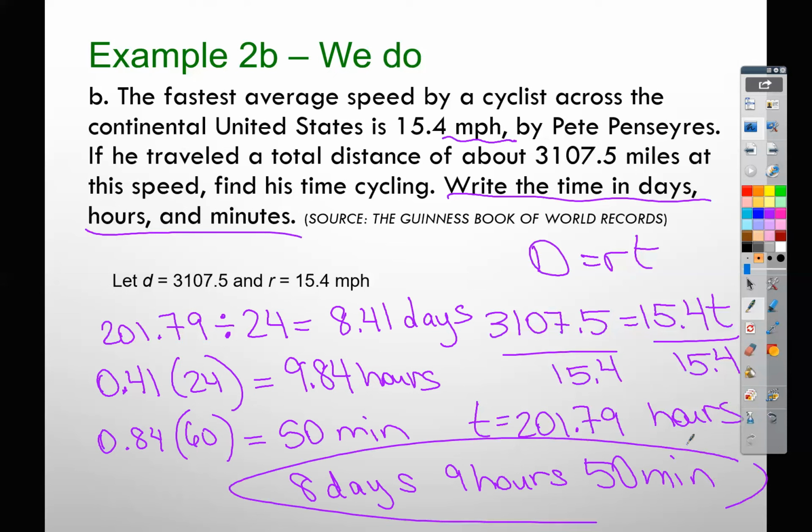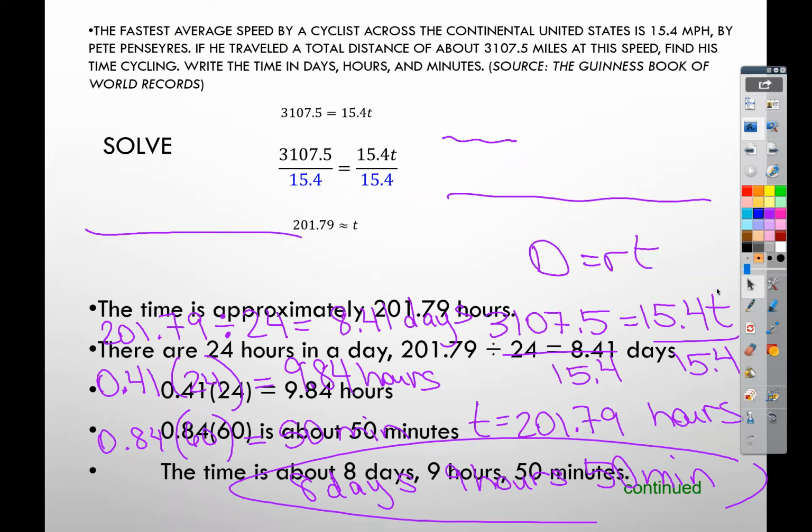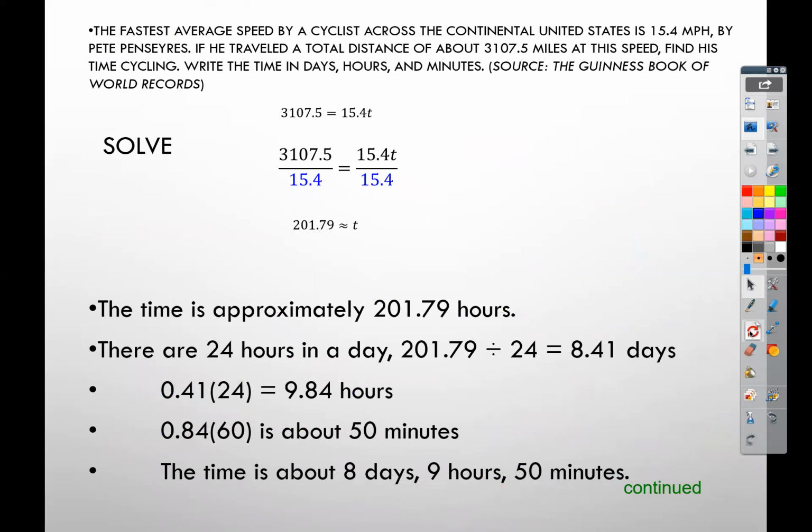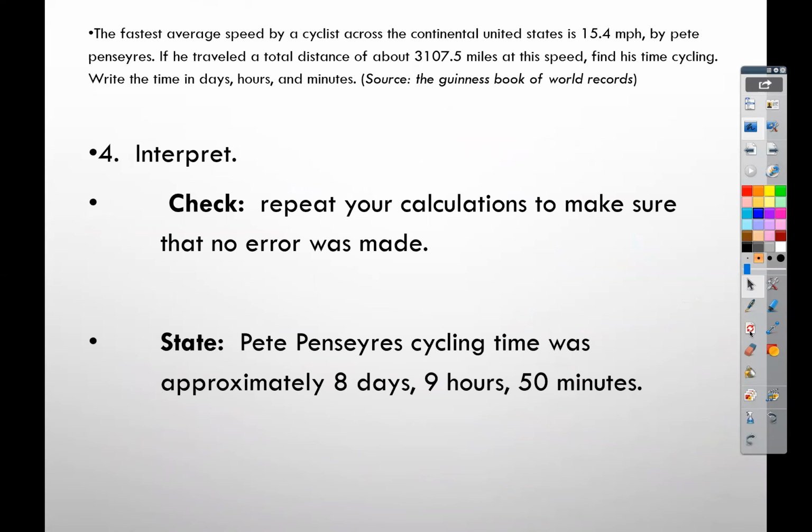And that is the fastest to go across the continental United States. That is really fast. Goodness gracious. And so this is just kind of setting it up for you. And then you're supposed to check your answer.